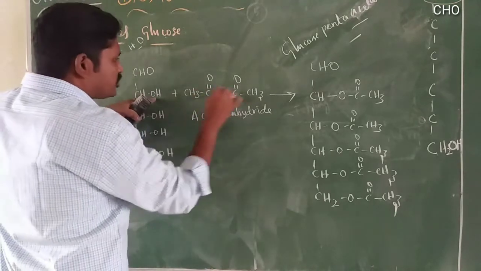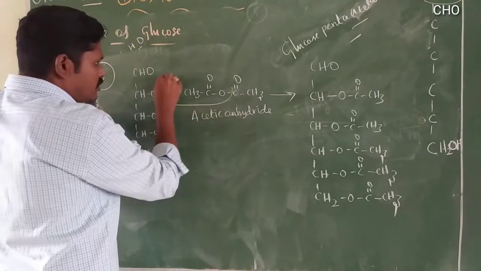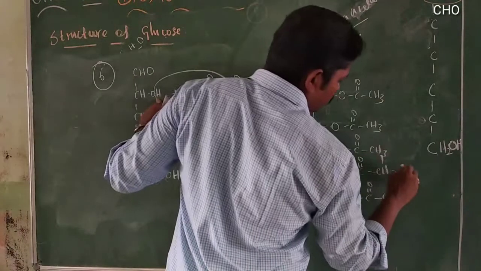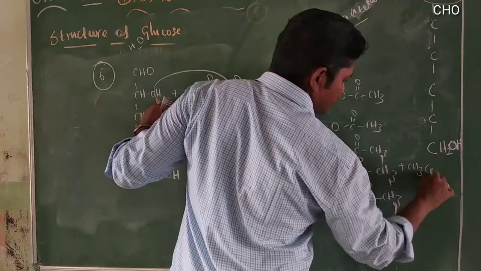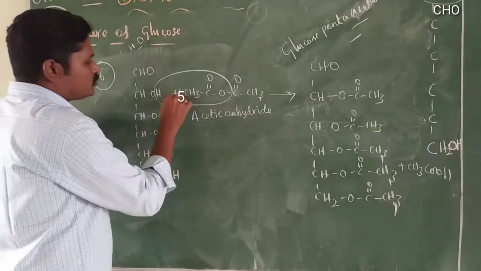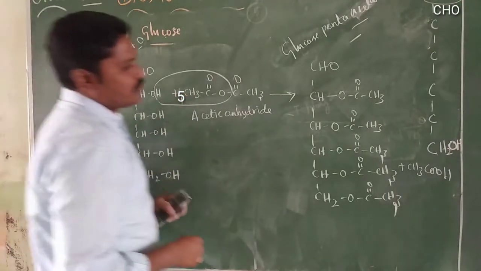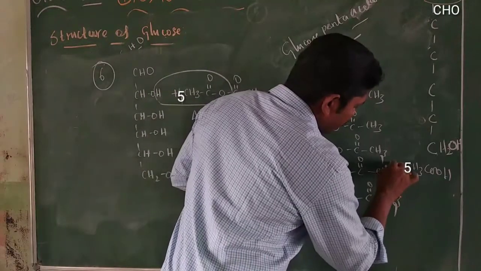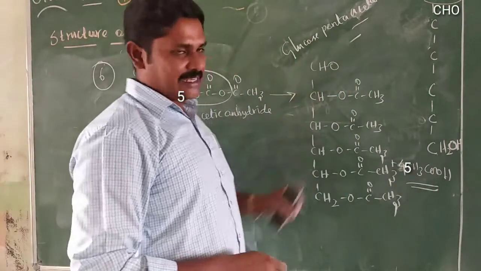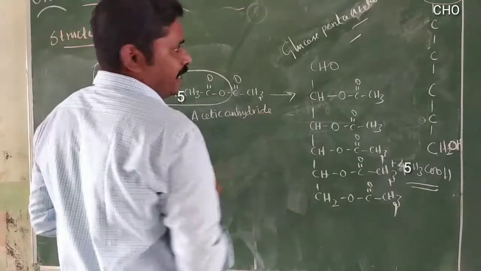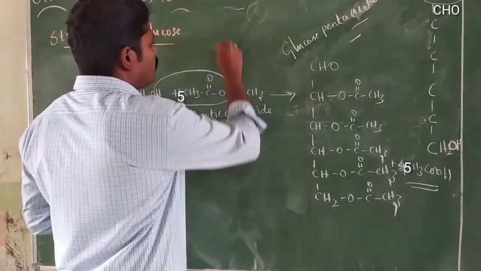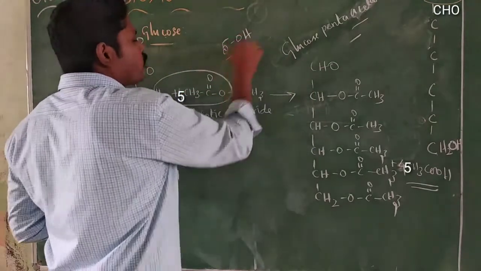Plus CH3COOH. The reaction carries on 4 times, 5 times. So 5 acetic anhydride gives 4 acetic acids and 1 glucose pentaacetate. That reaction indicates the glucose contains 5 hydroxy groups.